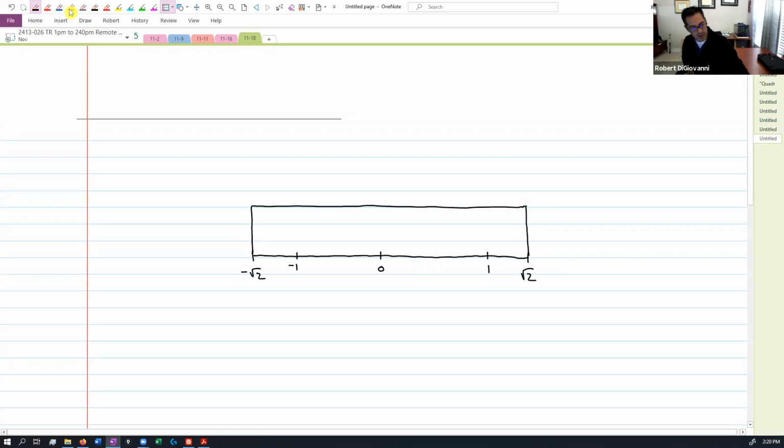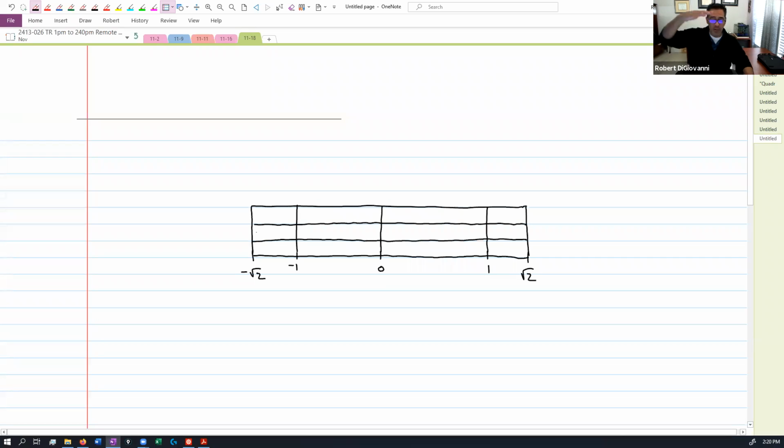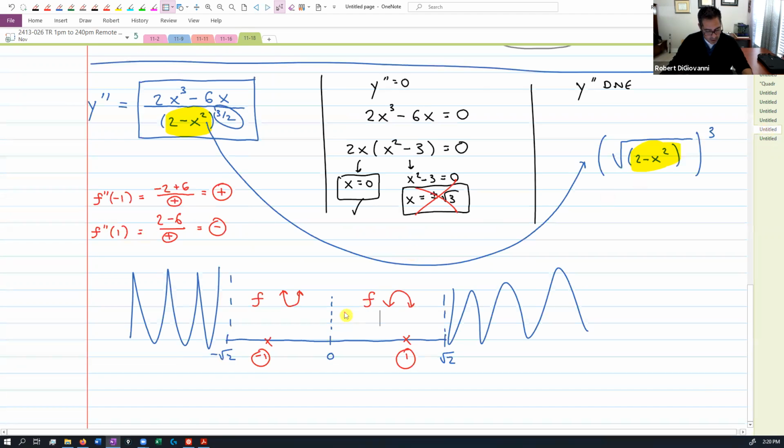Just follow me through with this, okay? And for this table, I'm going to have 3 rows, okay? 3 rows. How many columns you have depends on how many critical numbers you had with your first and second derivative. All right, so if you had a bunch, you would have a bunch of columns, but you'll always have 3 rows.